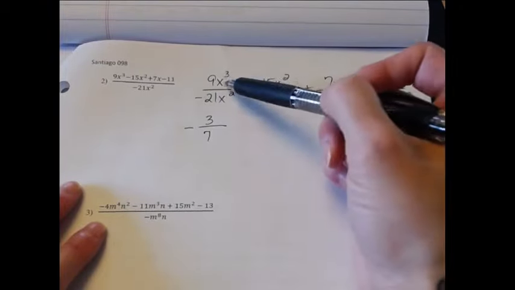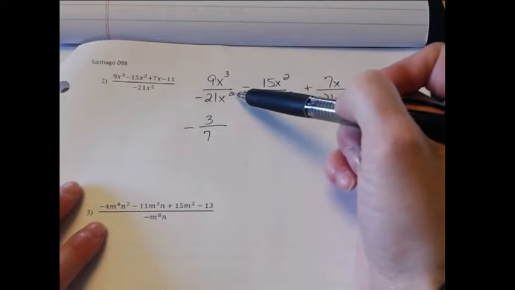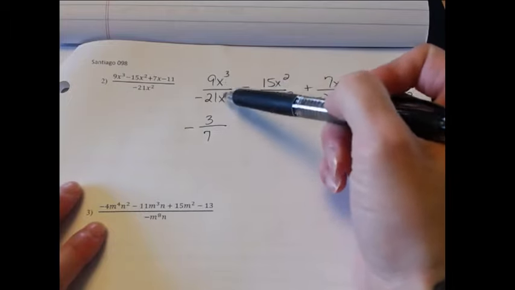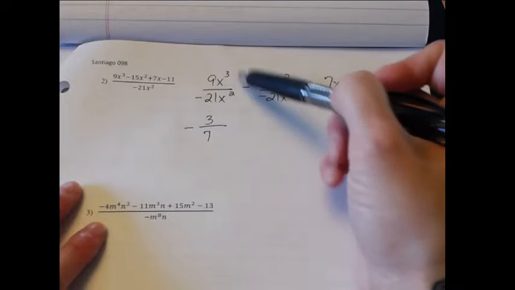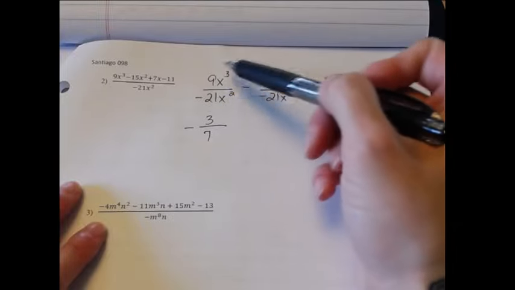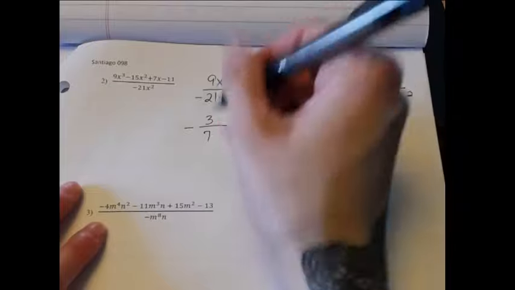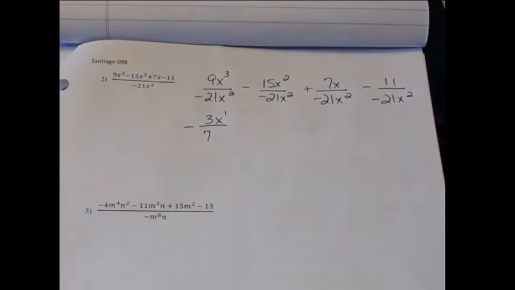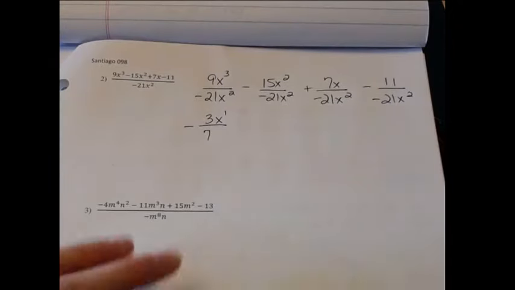And then notice x to the 3rd over x to the 2nd power. Well, these are the same base. So that means we are going to apply the quotient rule. You keep the base, subtract the powers. So x to the 1st power will be left in the numerator. And there's your first term. Done.